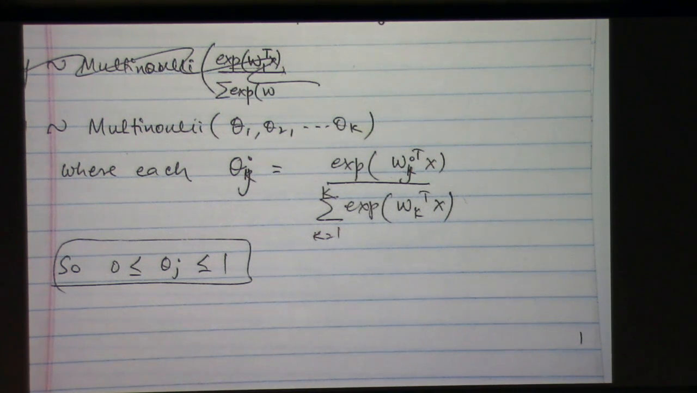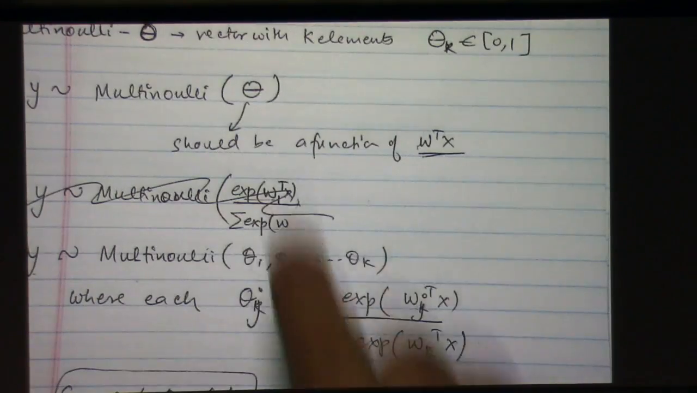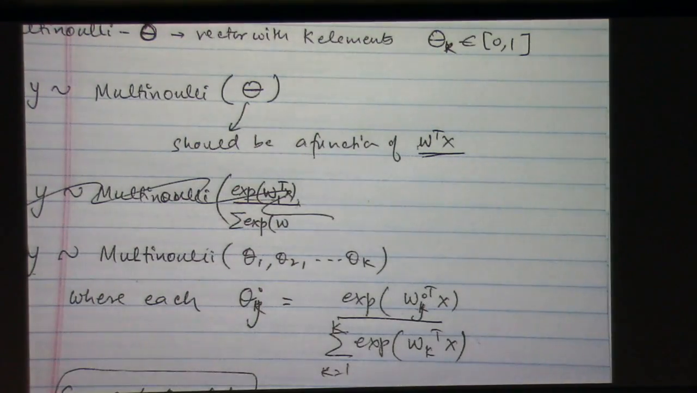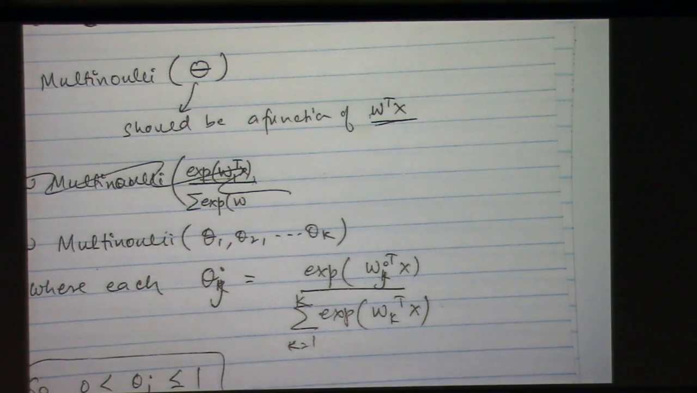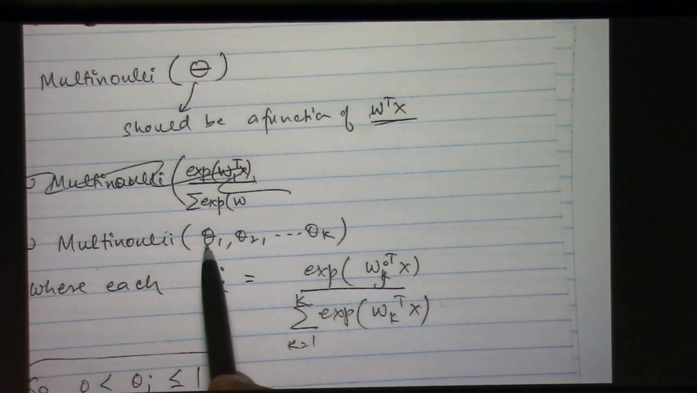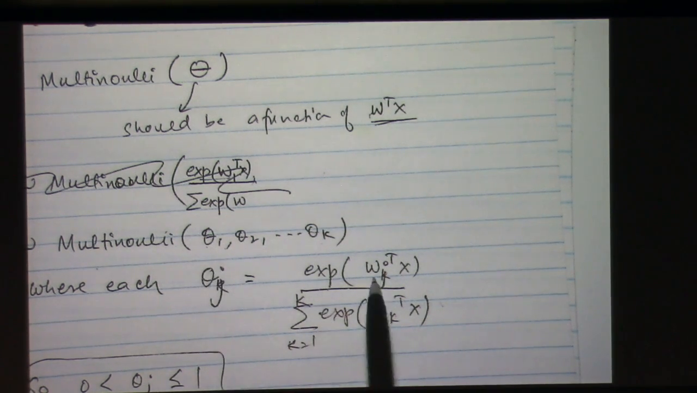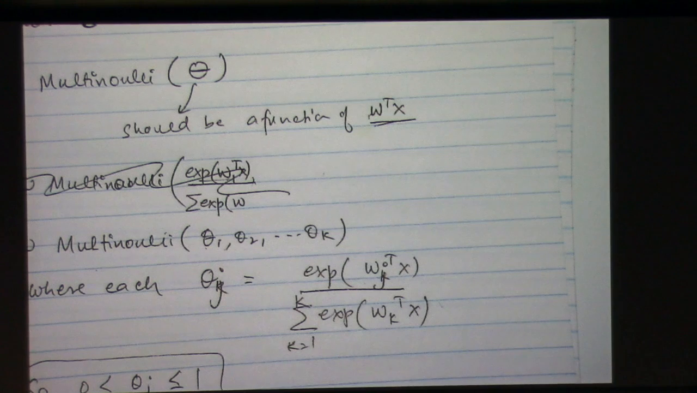So instead of just assuming one theta and assuming that theta is sigmoid of W transpose X, now we are going to assume that in our model we have k weight vectors, and then each probability is essentially exp of that divided by the sum. Okay, so that's the general idea. All right, any questions so far?